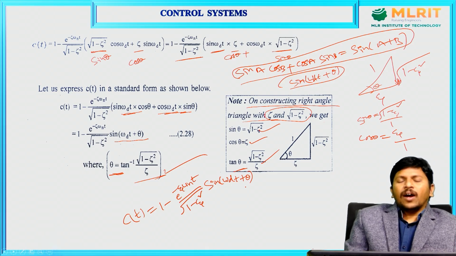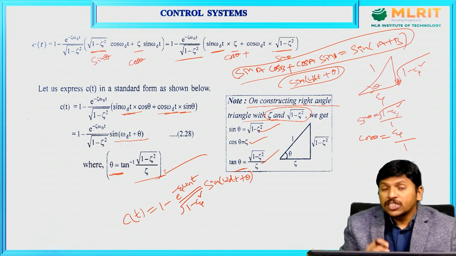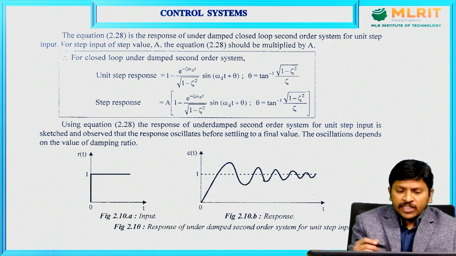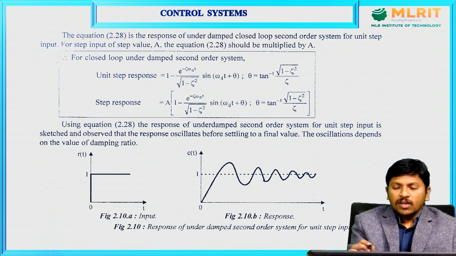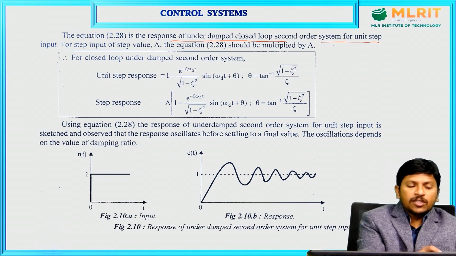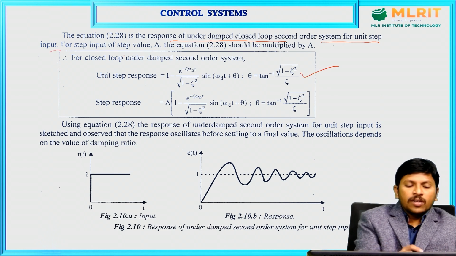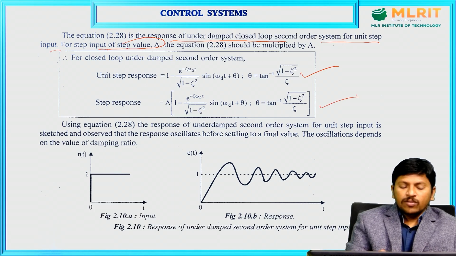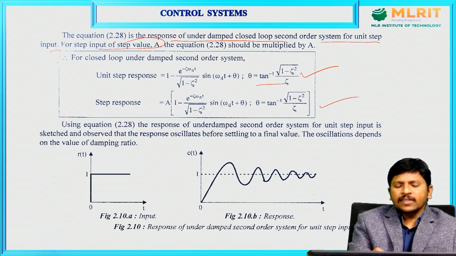This is the underdamped second order system response for unit step input. For a step input, just multiply the step value with the unit step response. The response of the underdamped closed loop second order system for unit step input is this one. For a step value A, you multiply A with the unit step to get the step response, where theta equals this value. This is a very important formula. By using this formula only, we are going to calculate the time domain specifications.